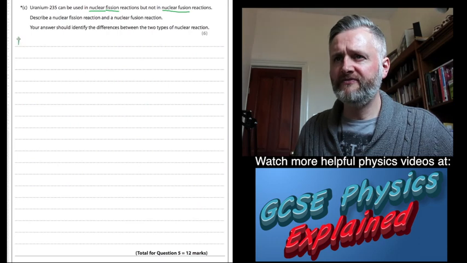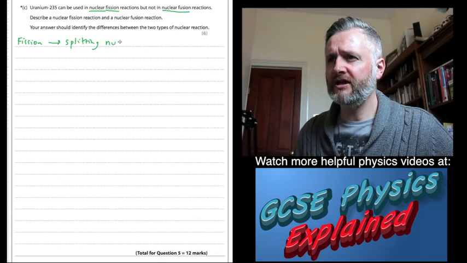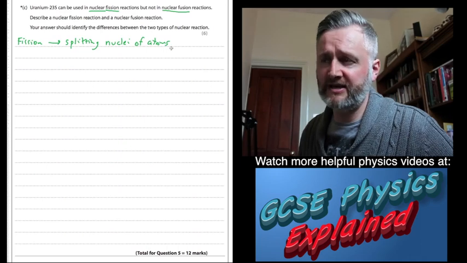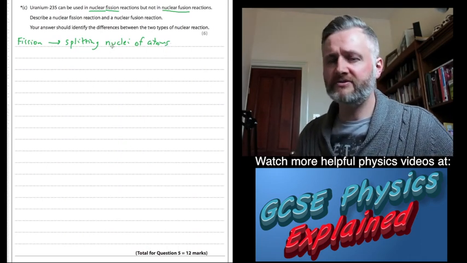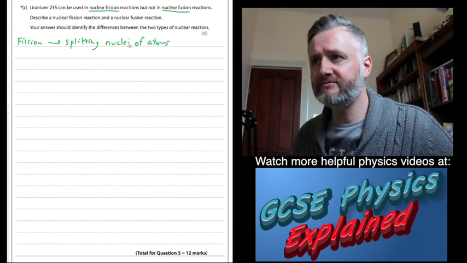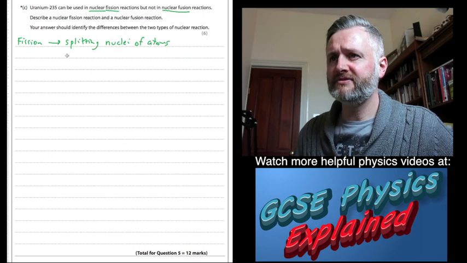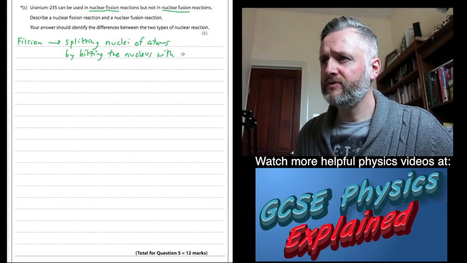Right. So fission is about splitting nuclei of atoms. Don't just say splitting atoms. The examiners don't like it. You've got to say splitting the nuclei of atoms. Split the nuclei of atoms by hitting the nucleus with a neutron.